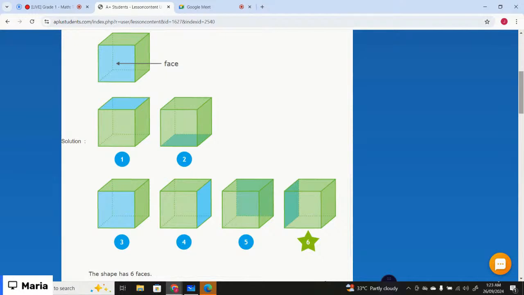Look, the first one, on the opposite side, the second one, the third one on the opposite side, the fourth one, the fifth, and sixth. So the cube has six faces. The correct option is six.